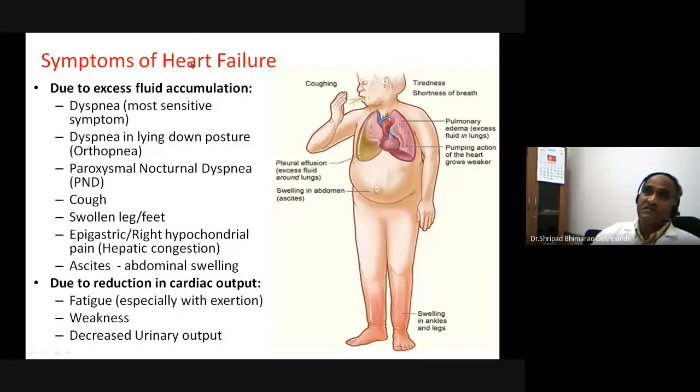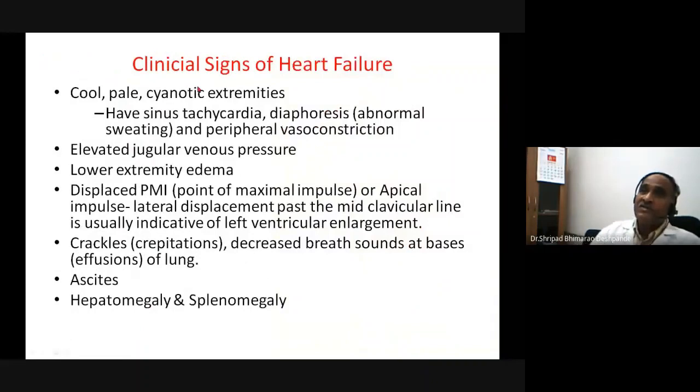See, these are the symptoms of heart failure. Now, what are the signs of heart failure? If you look at this individual, he has cool, pale, and cyanotic extremities. That means cold and pale, and sometimes cyanotic, which means the circulation is hampered, so there is bluish discoloration of the fingernails and nail beds, and even the tips of the fingers may be cyanosed. That is one sign, because of the low circulation.